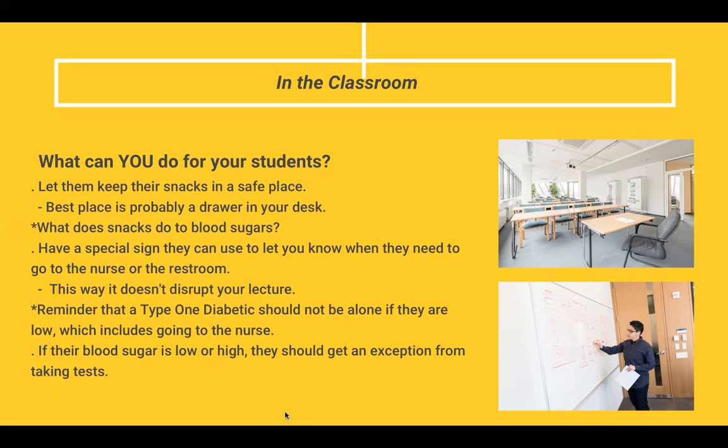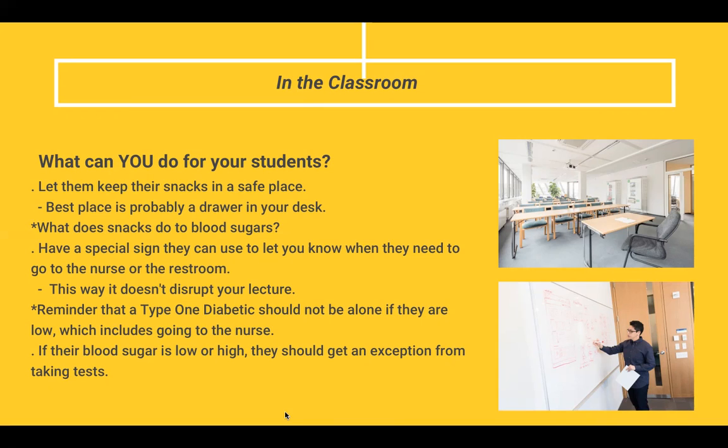So, just a reminder, a type 1 diabetic should not be left alone if they are low, which includes going to the nurse. So, this means that you guys should probably decide on a person that will walk the type 1 diabetic to the nurse in case of emergency. This could be either a really good friend of theirs or someone that you feel is really trustworthy in your class. Either way, it should be decided beforehand so that when they need to go to the nurse, they can get there as quickly as possible.